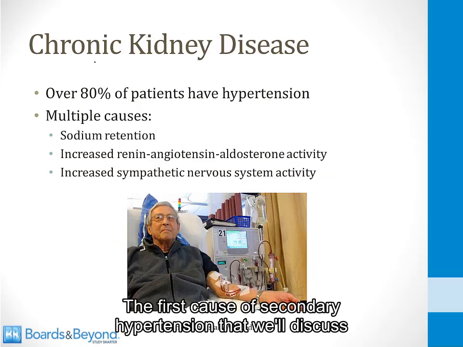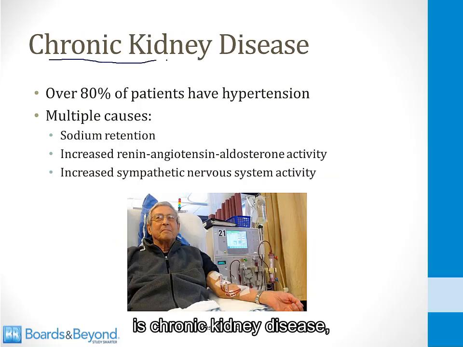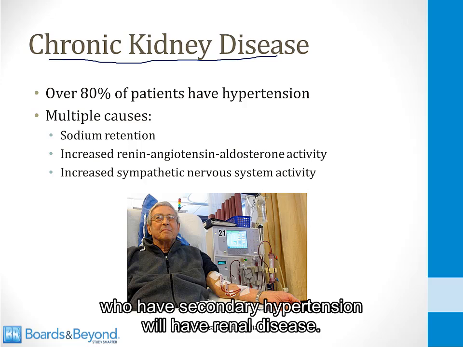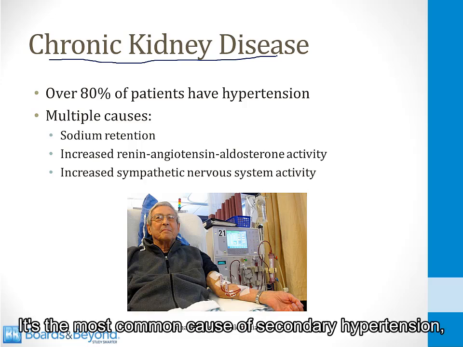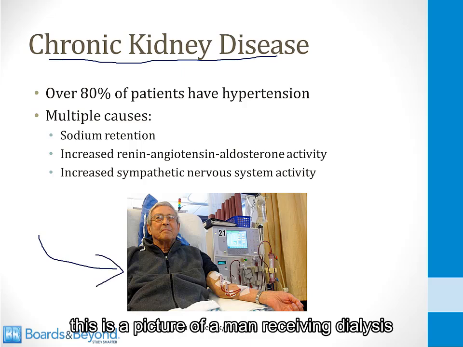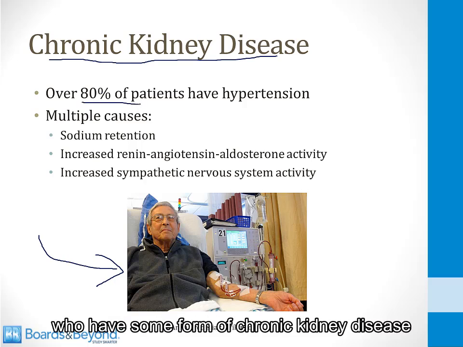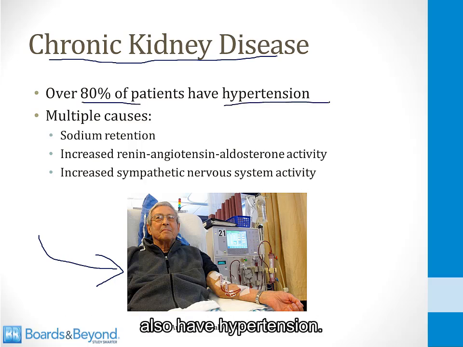The first cause of secondary hypertension that we'll discuss is chronic kidney disease. Most of the patients you will see clinically who have secondary hypertension will have renal disease. It's the most common cause of secondary hypertension. This is a picture of a man receiving dialysis to help you remember that. Over 80% of patients who have some form of chronic kidney disease also have hypertension.